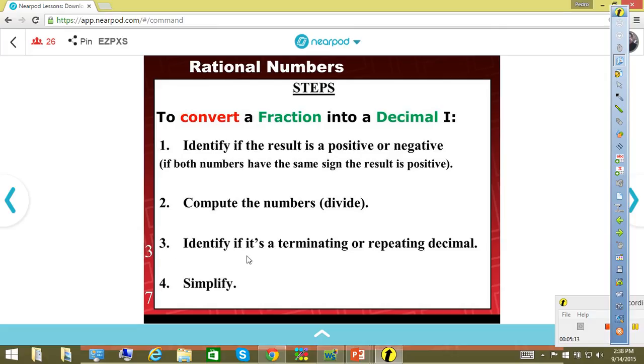Look at step 3. Identify if it's a terminating or repeating decimal. That one's new, right? And the last one is the same. Simplify. Copy that. So, we got the steps. If you notice, the steps are the same as the previous days, is that correct? Except step 3 is a new one, where we have to name whether it's a terminating or repeating decimal.